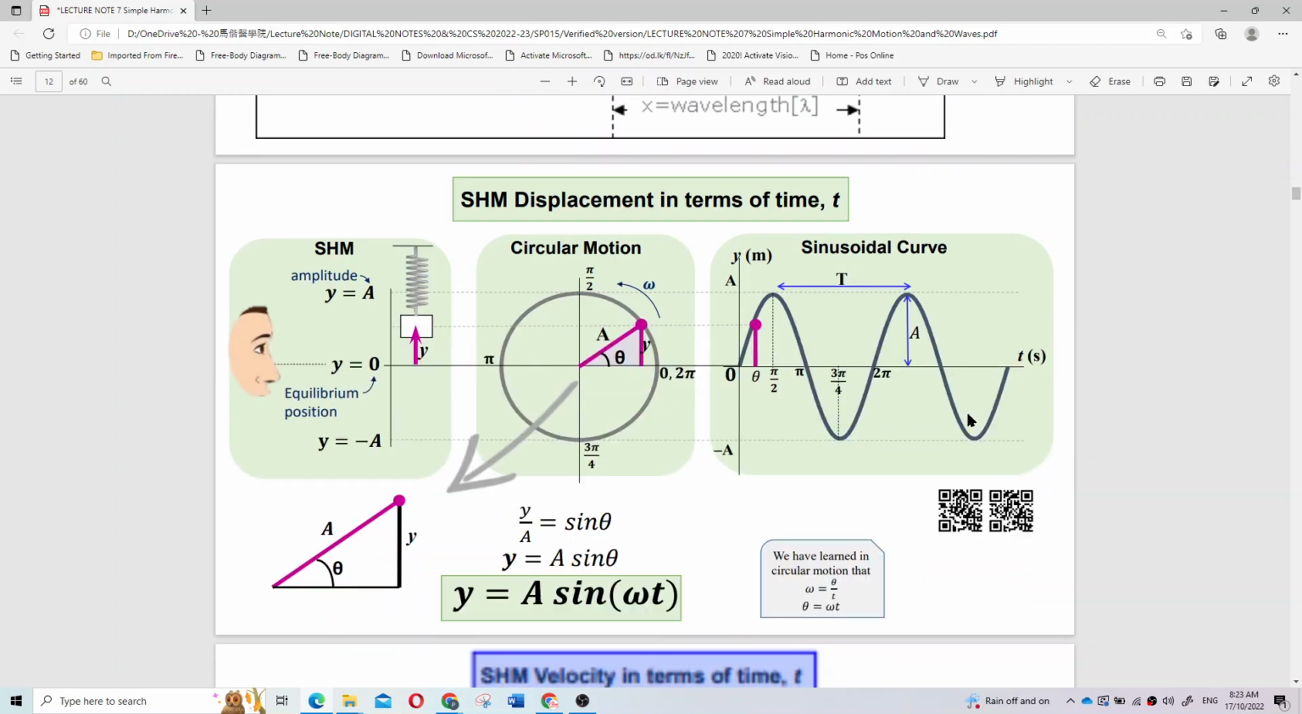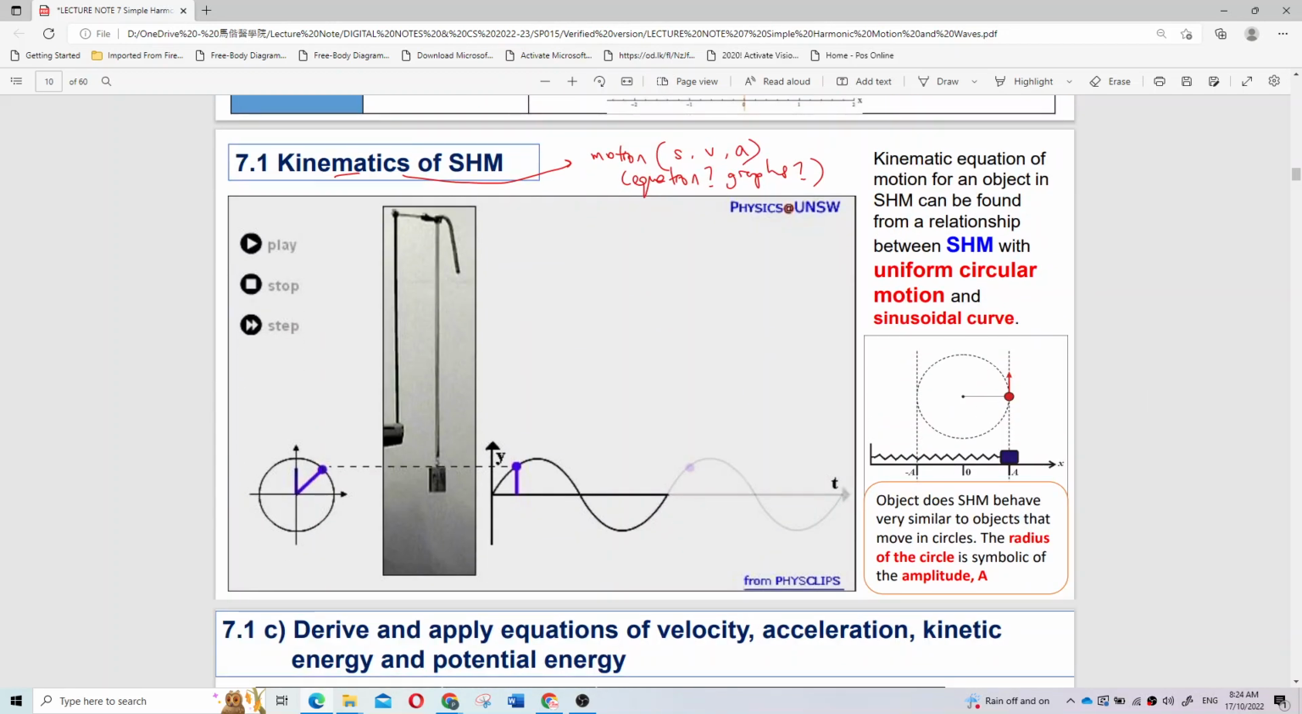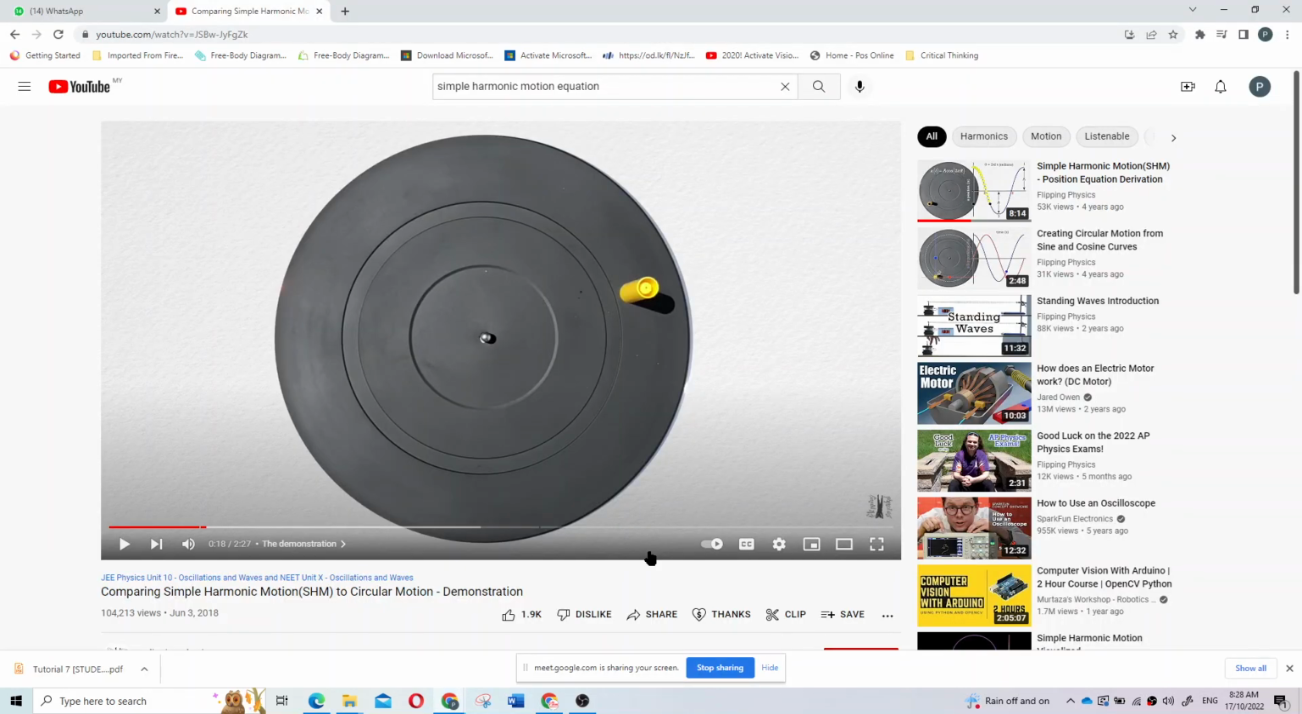So actually there's one simulation I want to show you. Please let me have some time to check out the simulation first. Okay, here there is a good simulation to relate simple harmonic motion with circular motion. I want you to pay attention to how this simple harmonic motion is related to circular motion.